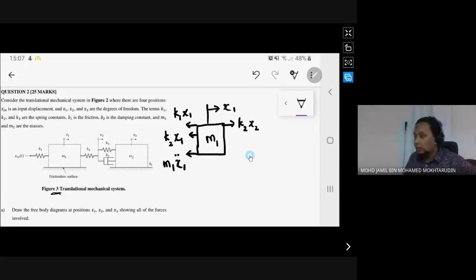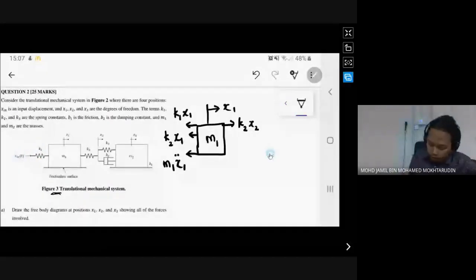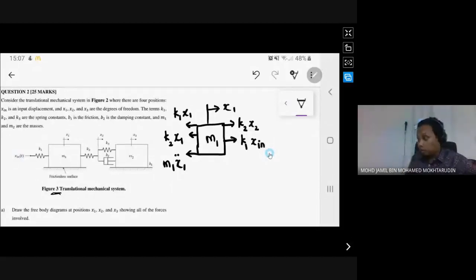And then the second force comes from your input displacement X in. So X in is connected to spring. So you must consider the force of the spring times X in. Okay, so the force will be K1 X in. So this is 3 marks.